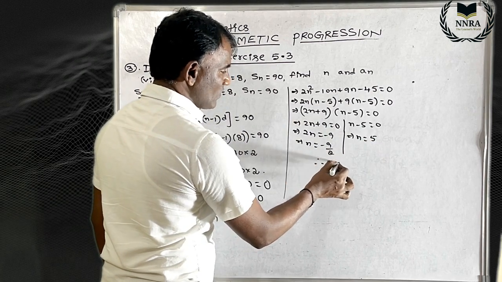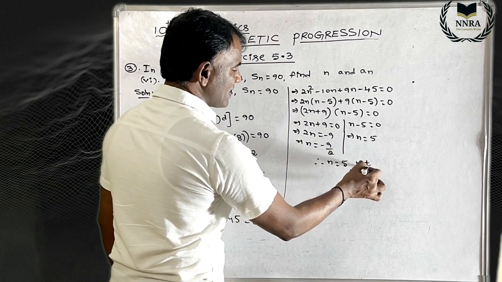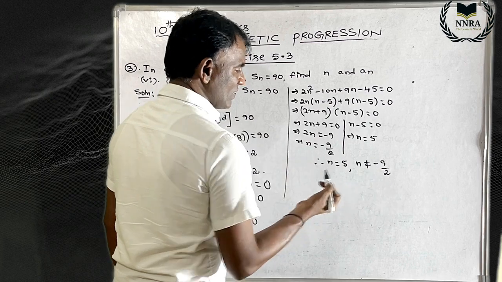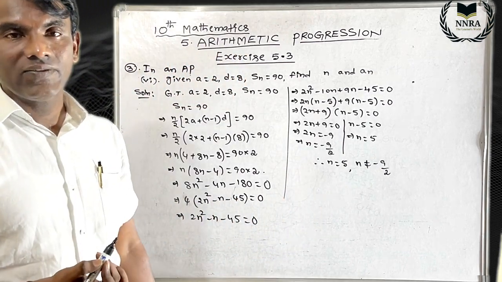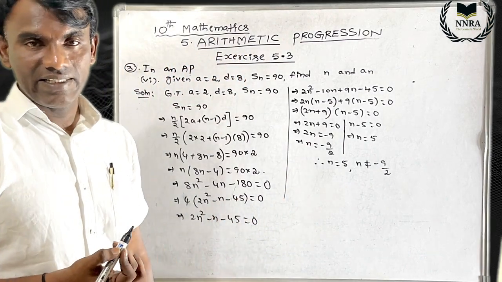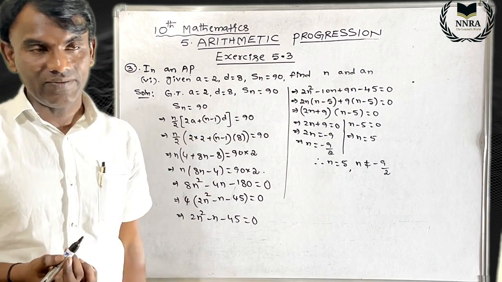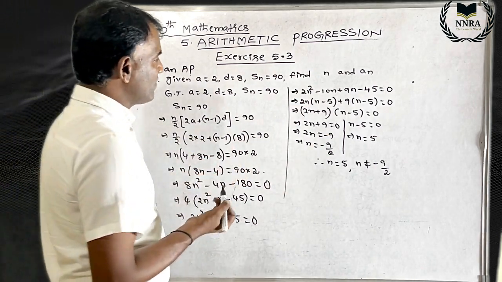But we are considering only positive values. So n is not equal to minus 9 by 2. So it is negative, na? Negative is not possible, na? Does not exist. Because of that reason we are neglecting that value. So now this is the value of n.